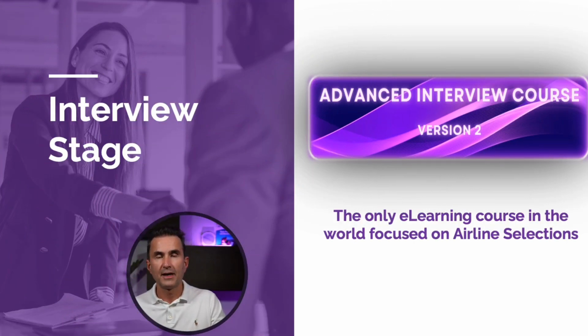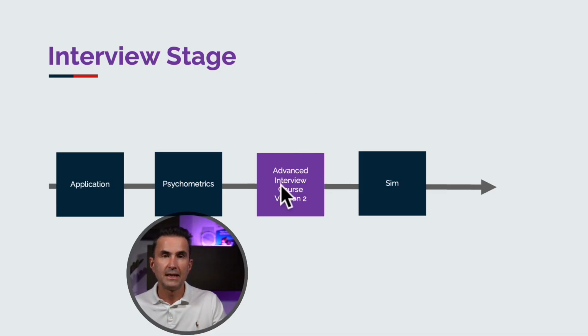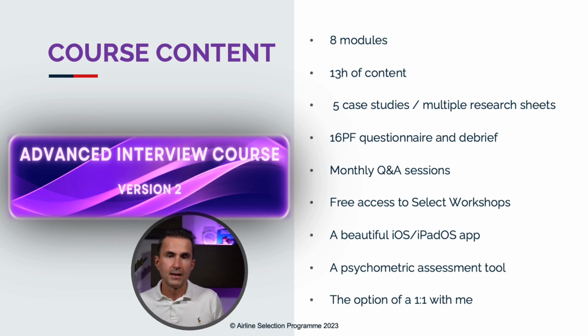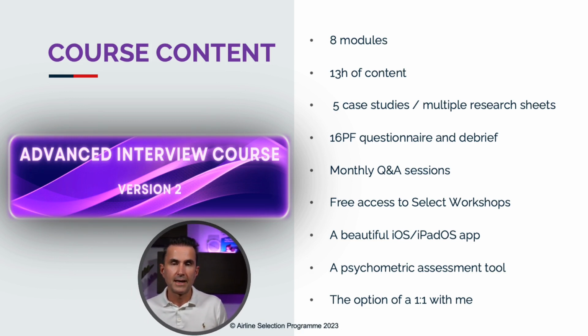Yeah, so at the interview stage, we've got Advanced Interview Course version 2, which of course you know is the only e-learning course in the world focused on airline selections. So it's here in the chain. And so this course is in version 2 now, so it's got a lot more detail. So 13 hours of content. I've got 5 case studies, one on Air France, British Airways, EasyJet, low-cost Irish airline, and Wizz Air. And we've done it this way because once you understand these 5 airlines, you can understand them all pretty much.